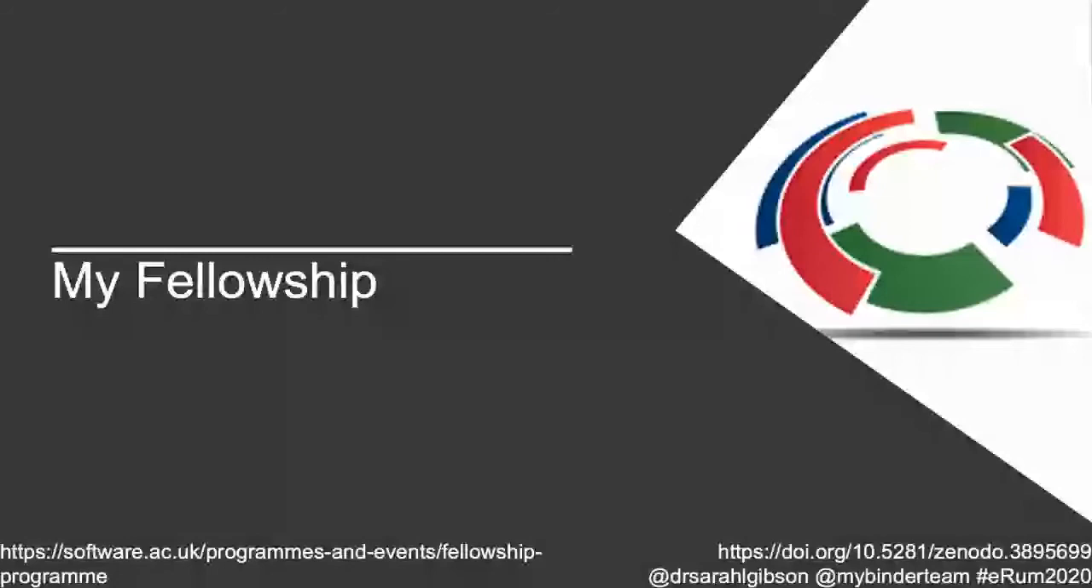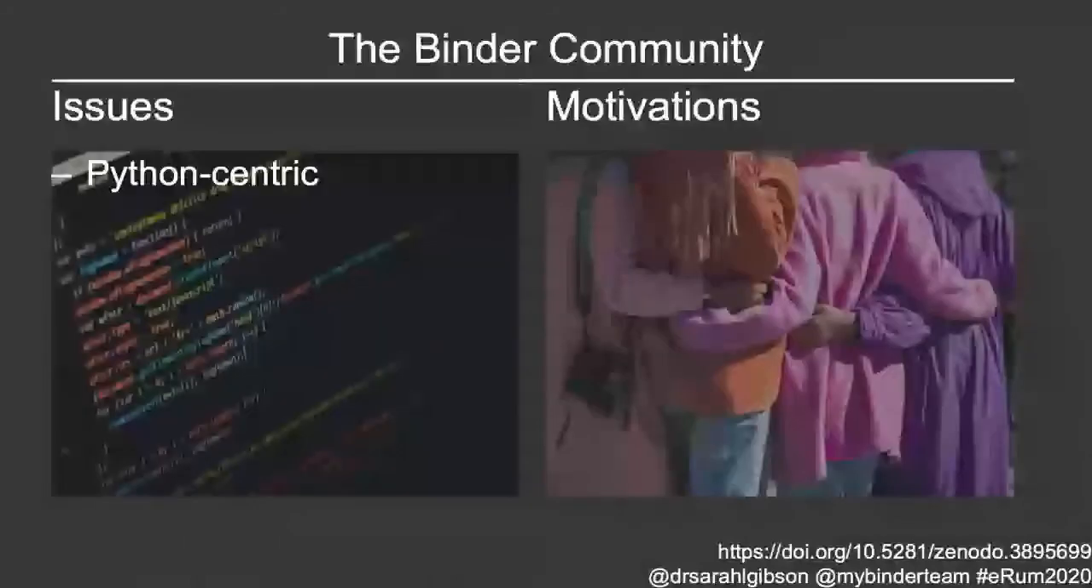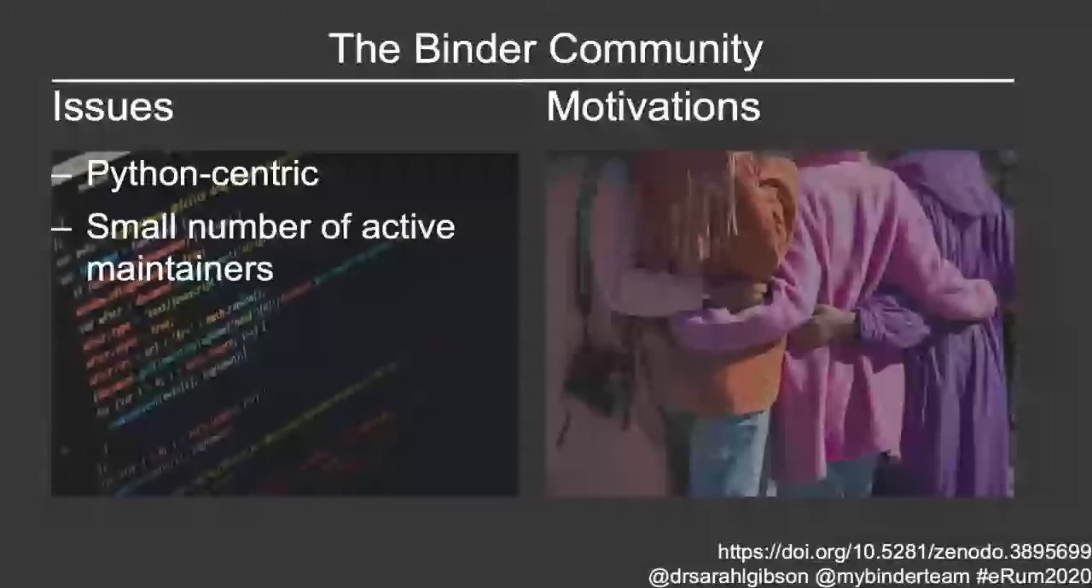As with any open source project, Binder is not perfect and we face our own issues. So despite Jupyter standing for Julia, Python, and R, the development team are very Python-centric. So two thirds of our namesake community are not well represented among the team. This makes it tricky to help users with those languages or develop Binder into that space. We also have quite a small number of active maintainers.